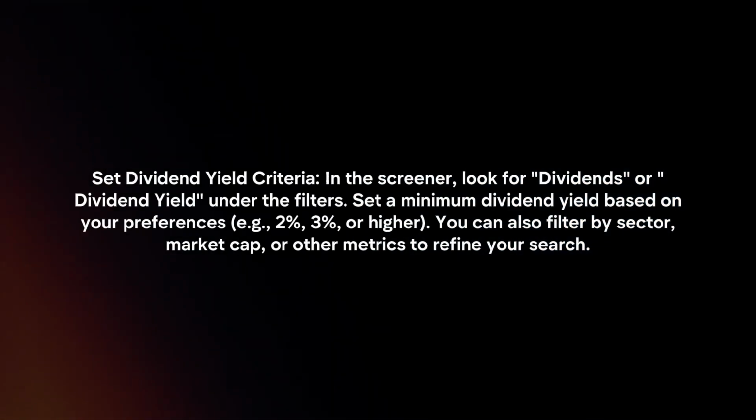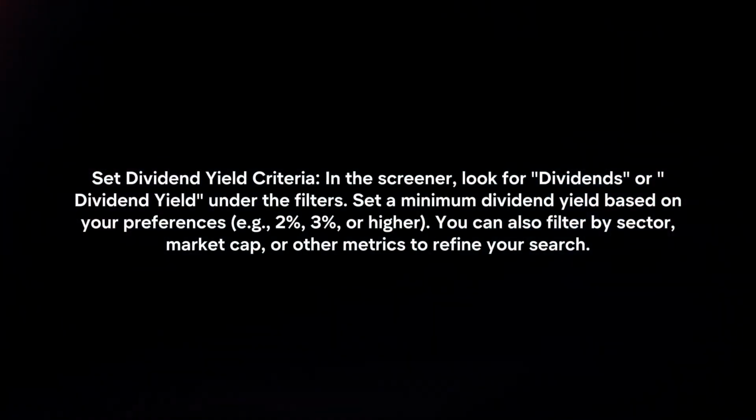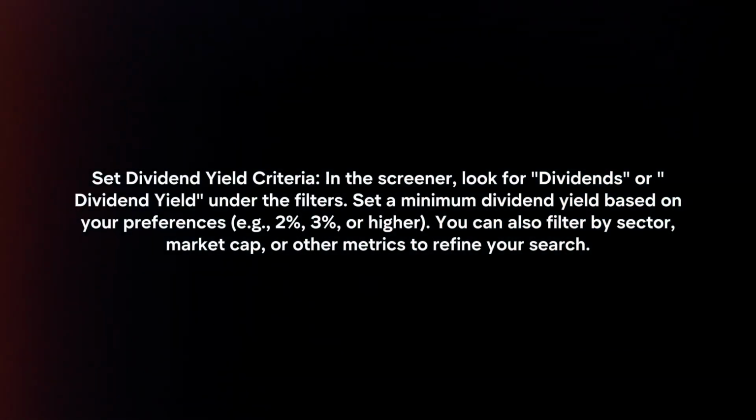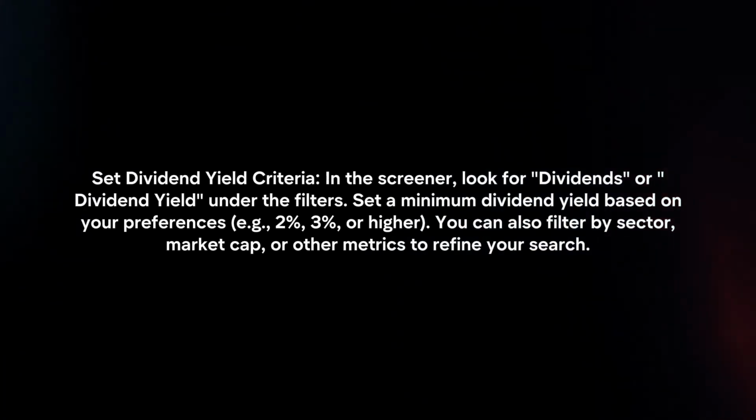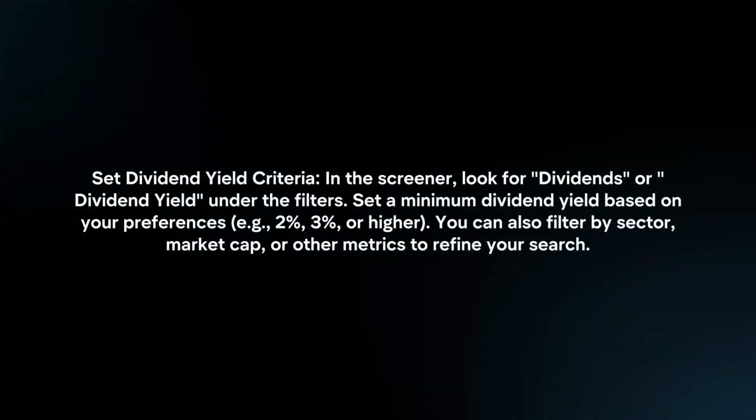Set dividend yield criteria. In the screener, look for dividends or dividend yield under the filters. Set a minimum dividend yield based on your preferences. You can also filter by sector, market cap, or other metrics to refine your search.